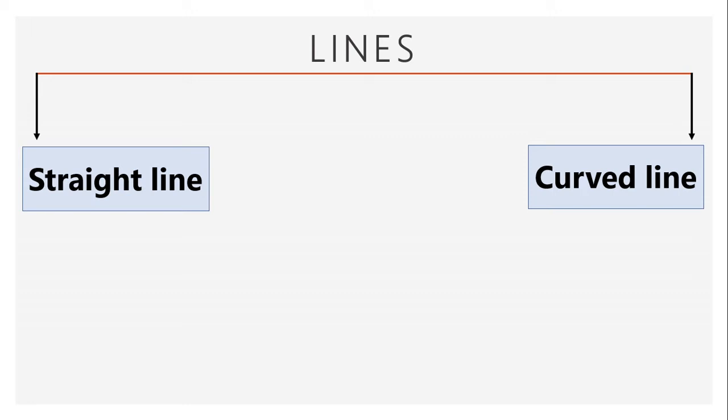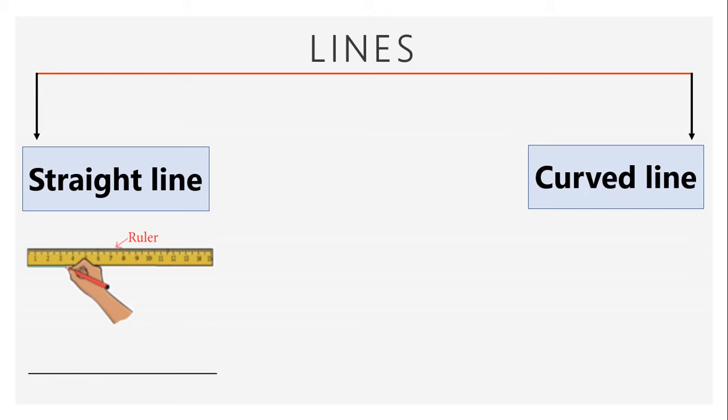Let us see what these are and how we can draw them. When we draw a line by placing a ruler on a sheet of paper and using a pencil alongside the ruler, we will draw a straight line which looks like this. This is a straight line.